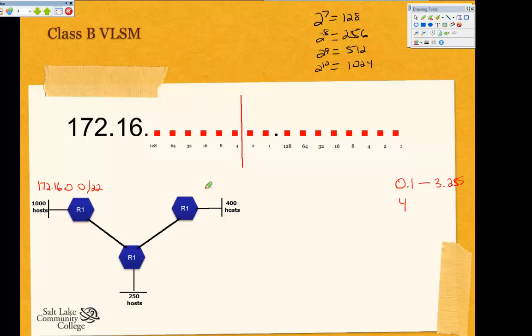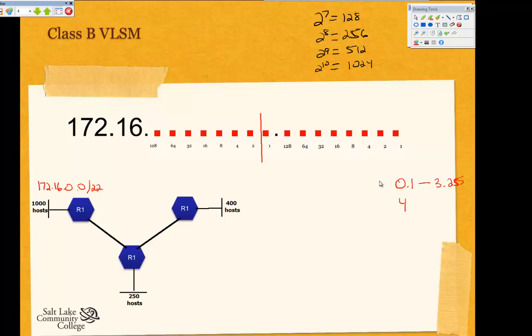Now we do it all over again, same way we were doing with the Class C address. Next network, 400 hosts. We ask ourselves, how many bits do we need for 400 hosts? We can look up at our chart here, and we can see that 2 to the 9th is 512. That's the number of bits we're going to need for 400 hosts. We'll just have room for growth, and that's always good. 9 bits, that brings us right to here. Draw our line.